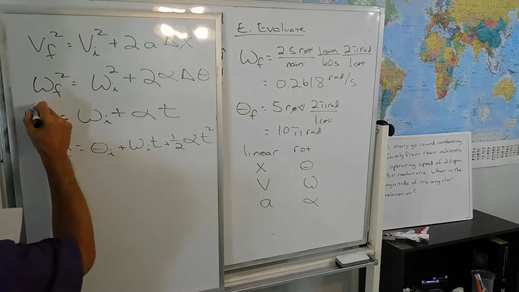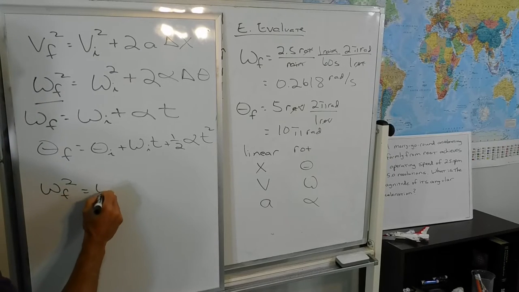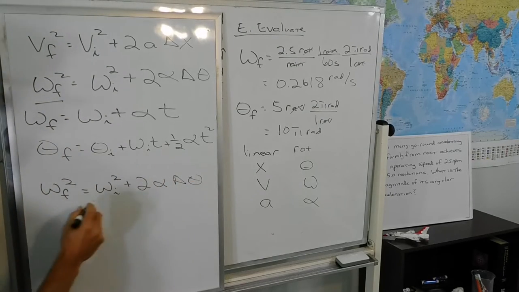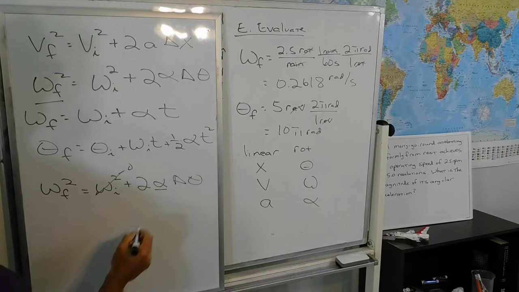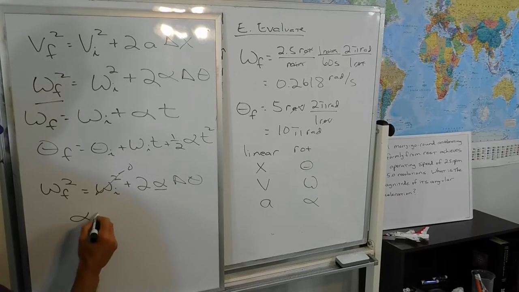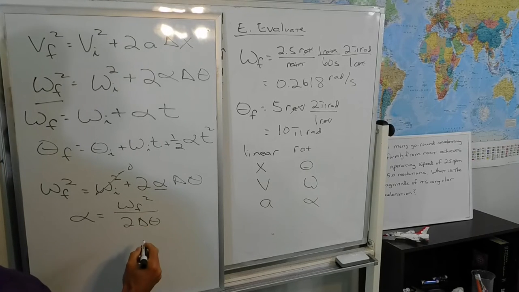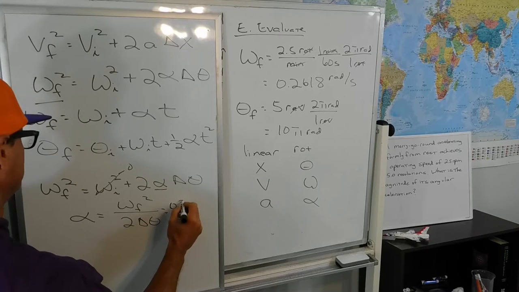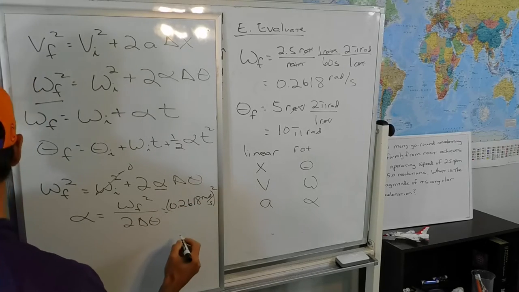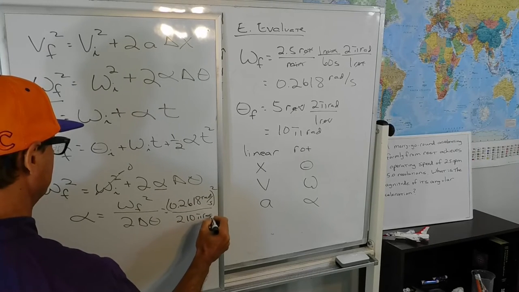Okay, but the one of interest here is this one, so omega final squared is equal to omega initial squared plus 2 alpha delta theta. And keep in mind, omega initial was 0, the unknown is alpha, theta initial is 0, so delta theta is just theta final. So solving for alpha, alpha equals omega final squared over 2 delta theta. Plug in the numbers for that, you get 0.2618 radians per second quantity squared, now divided by 2 times the 10 pi radians.